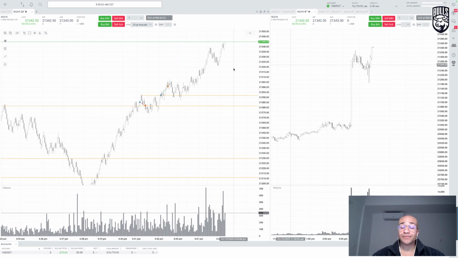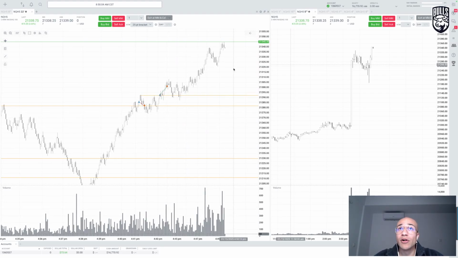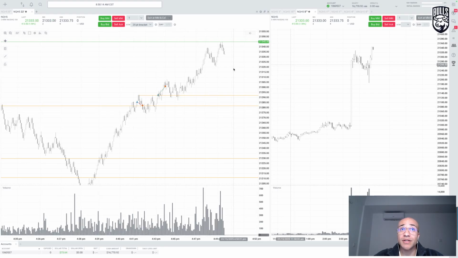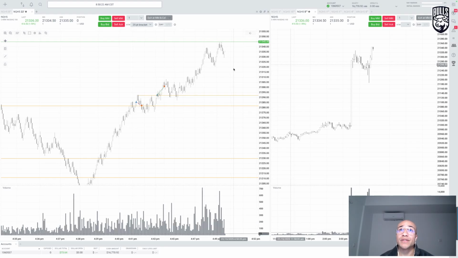So there will be a pullback every now and then, but in the beginning, I would just focus on following the trend and just being patient and finding another opportunity. That is what I will be doing here as well. So right now, I wouldn't be looking to short the market. I would be looking for another opportunity to take a long.